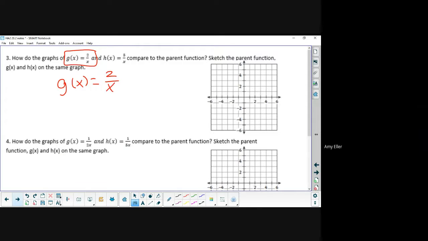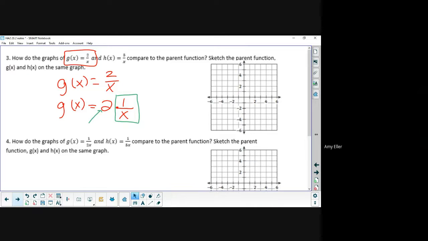It says 2 over x. For some of you, it may be helpful to write it this way. 2 times 1 over x. Those are definitely the same thing. The top is 2, or 2 times 1, and the bottom is x. But seeing it this way, you're like, oh, here's the parent function. I know what that looks like. And I'm going to vertical stretch by a factor of 2. We're not going to graph that one. We'll graph the next one in this problem.